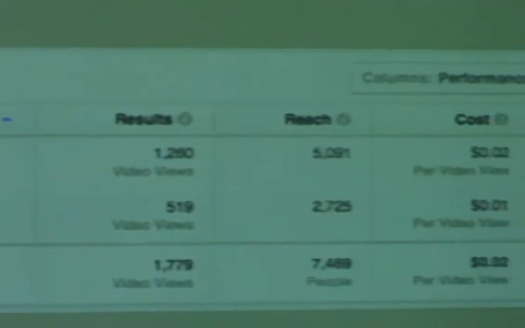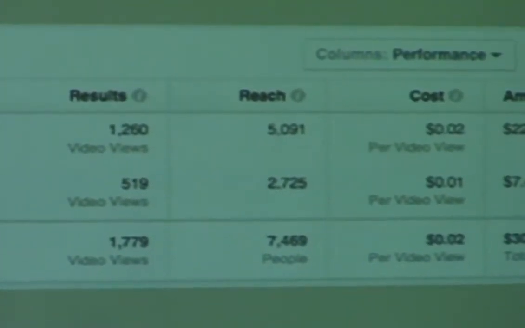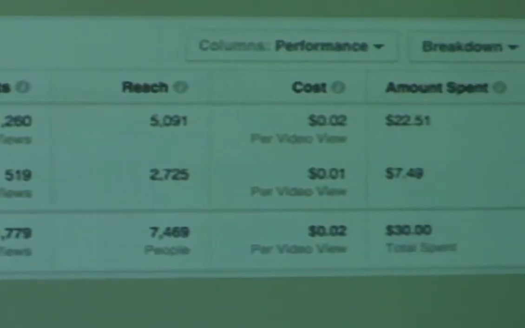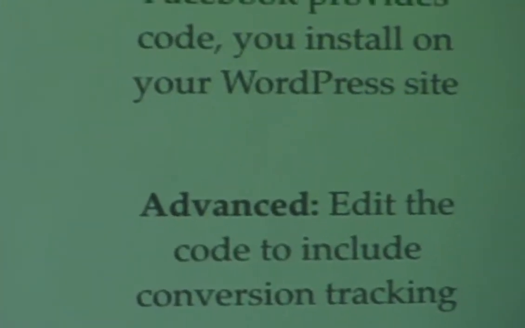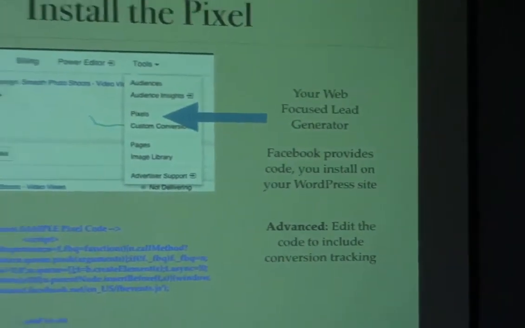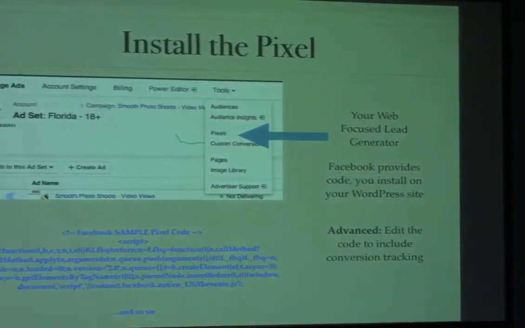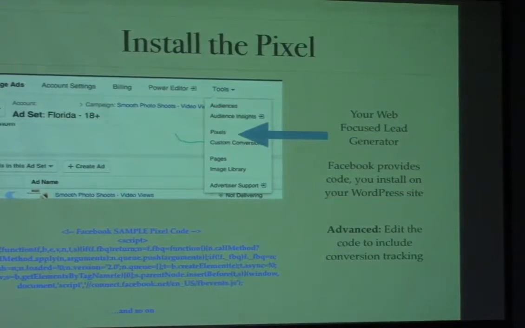So this is just to give you an idea of what you'll see once you go into Facebook ads and start trying to create your ads. All right, this is it. This is the reason why we did this talk. The pixel.